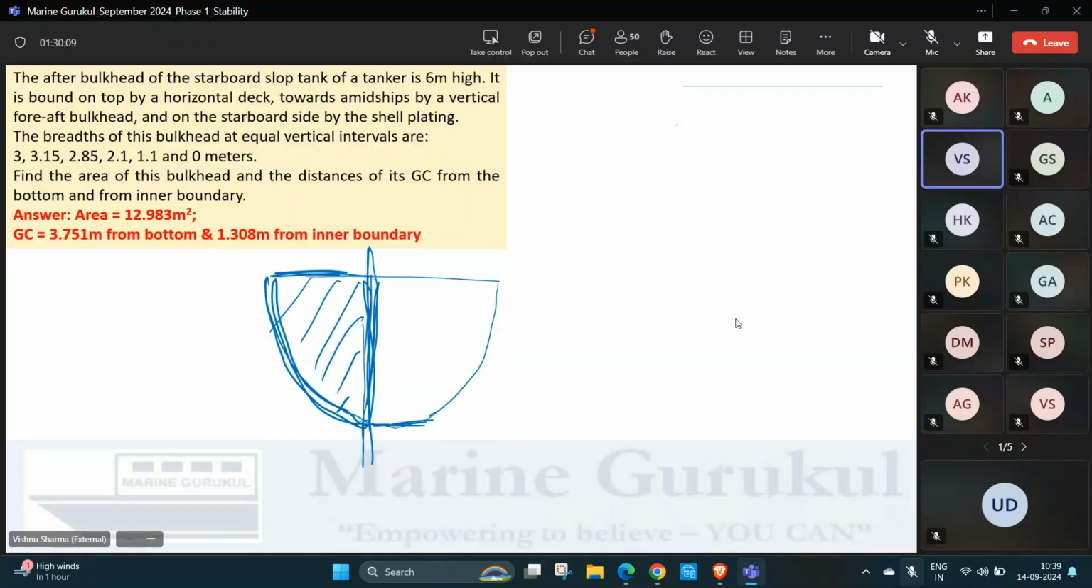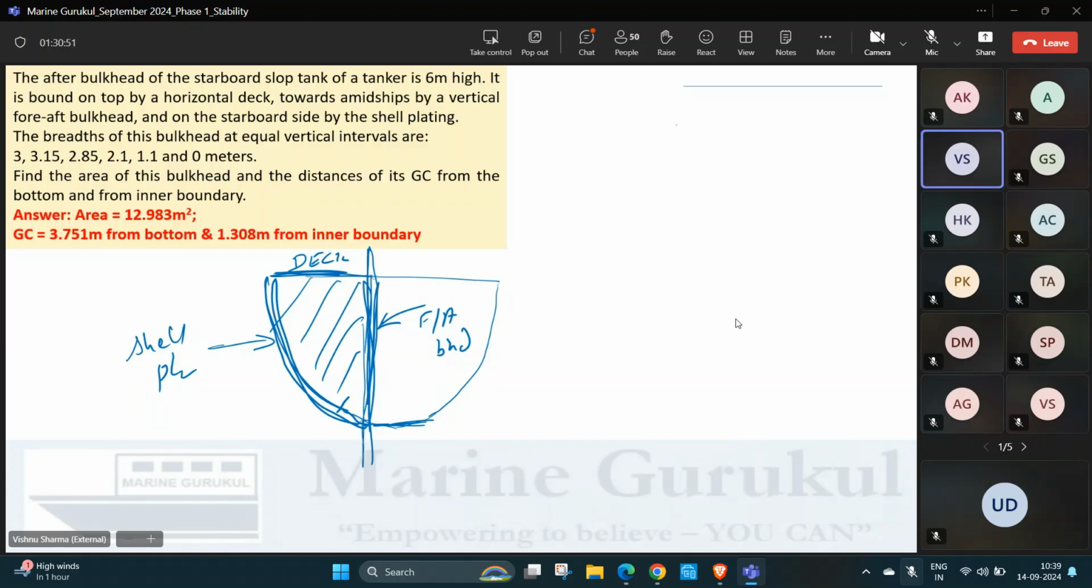You don't have to make the unshaded part. You have to make only the shaded part. Is it clear? Yes, sir. Clear, sir. It's bound on top by the deck. So this is the deck. It's bound on the inboard side by a fore and aft bulkhead. And it's bound on the outboard side by the shell plating. And this is the bulkhead he's talking about. The tanker, slop tank, these terms don't have any relevance here. We are not talking of cargo work. Okay. I have this question digitized.